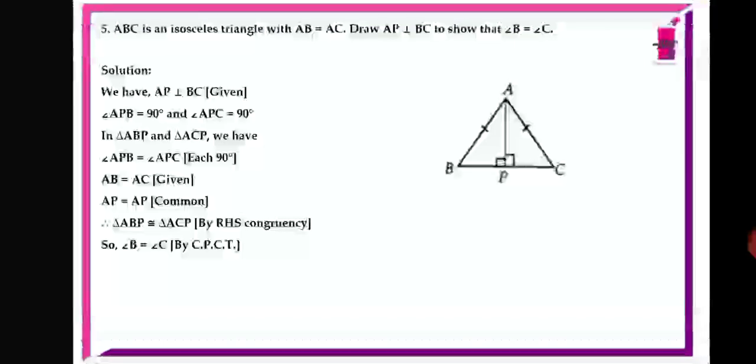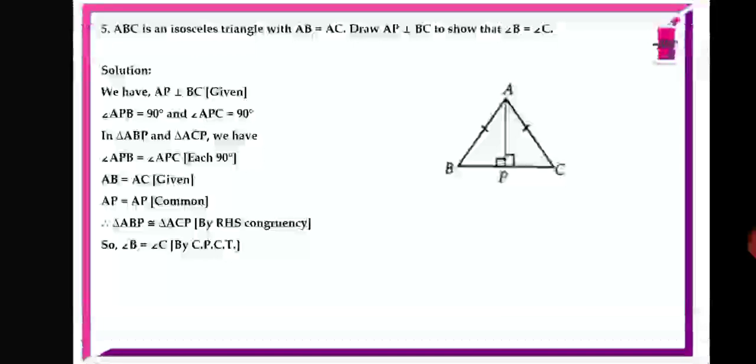Triangle ABC is an isosceles triangle with AB equal to AC. Draw AP perpendicular to BC to show that angle B equal to angle C. We should show that B and C are equal angles. So we have AP perpendicular to BC, angle APB equal to 90 degrees and angle APC equal to 90 degrees.